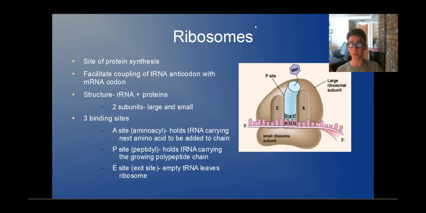And so the ribosomes are the main site of protein synthesis, and they facilitate in coupling the tRNA with the mRNA. And the structure is RNA plus proteins, and there are 2 subunits, large and small. They have 3 binding sites in them. The A site, which holds the tRNA, the P site, which holds the tRNA with the polypeptide. The A site was holding the one adding to the chain, and then the E site, which is the exit site, which the empty tRNA leaves.